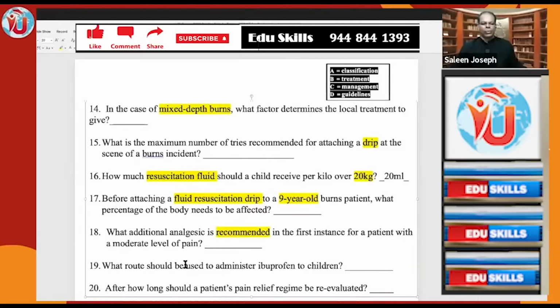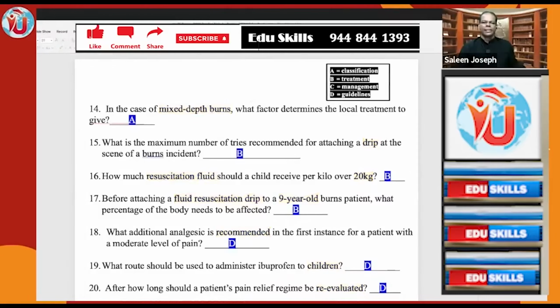Recommended guidelines. What route should be used to administer ibuprofen to children? Again, you have to go to child, pediatric or child. Administer ibuprofen. What route? What route means orally or through IV? So where should it be, under treatment or management or guidelines? Guideline. After how long should a patient's pain relief regime be re-evaluated, when a review comes? Guideline. Under guideline.